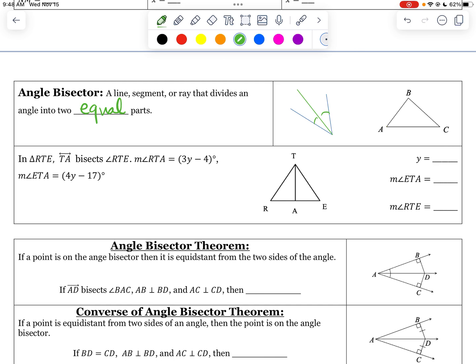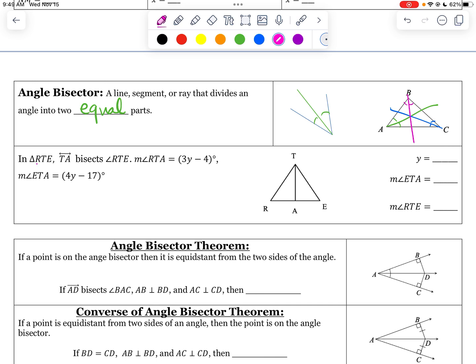I could have one that divides A in half, so this would be equal to that. I could have one that divides C in half, so that'd be equal to that. And then I could have one that divides B in half, so that would be equal to that. But it just sets up some more equality that we can do. So we need to make sure we know how to name our triangles here.